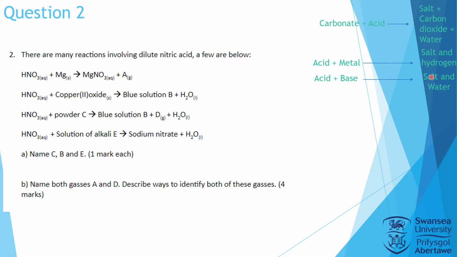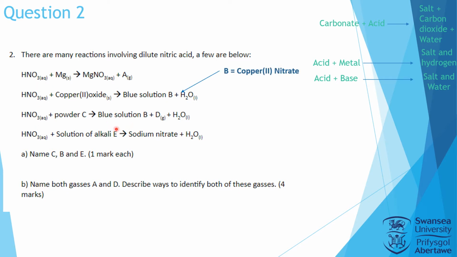So blue solution B is going to be a salt, and it's going to be copper, as it's our only metal. And we've got the nitric acid, so it's going to be copper nitrate, which is why I say it's good to look at information like this in the question, because if you know that this is nitric acid, getting copper nitrate as your answer is going to be a lot easier.